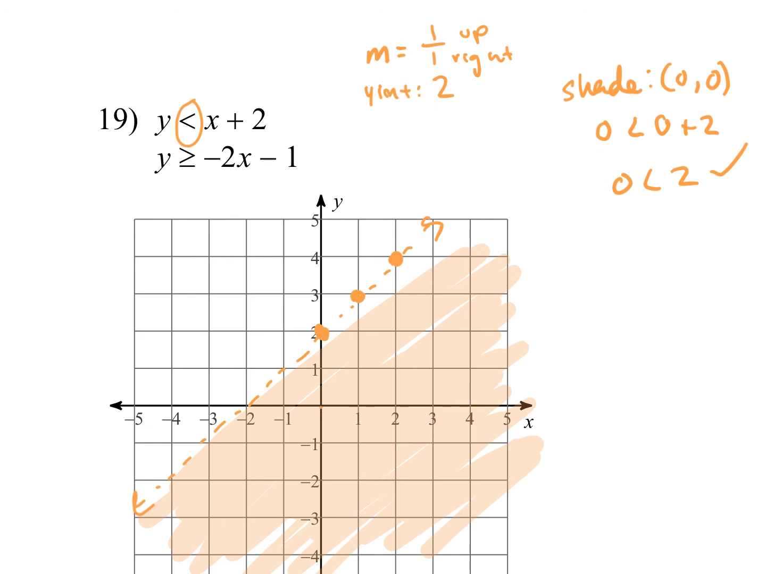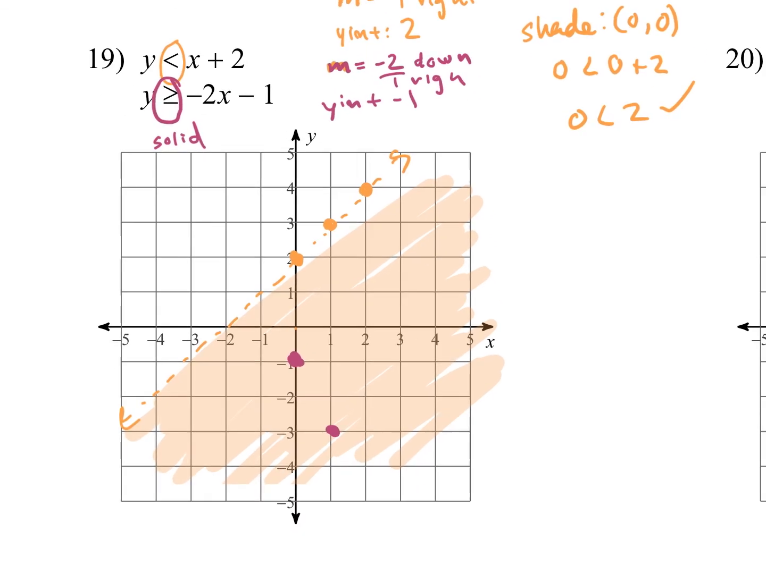Now I'm going to do the same thing for the other one. Lucas, what's my slope? -2. And what's my y-intercept? -1. So I'm going to put a point at -1. And how do I do the slope of -2? Down 2 and 1 to the right. Down 2 and right 1. Awesome. So I'm going to go down 2 to the right 1. Do I have a solid line or dotted line here? Solid. So connect these with a solid line.